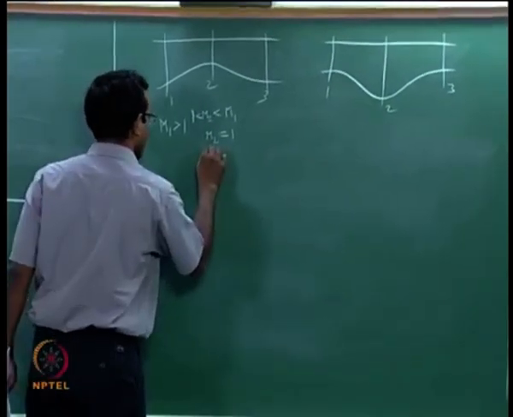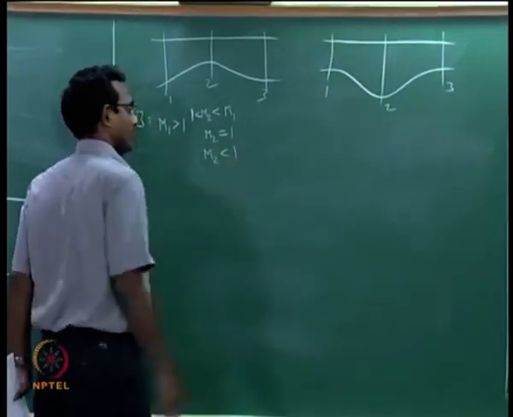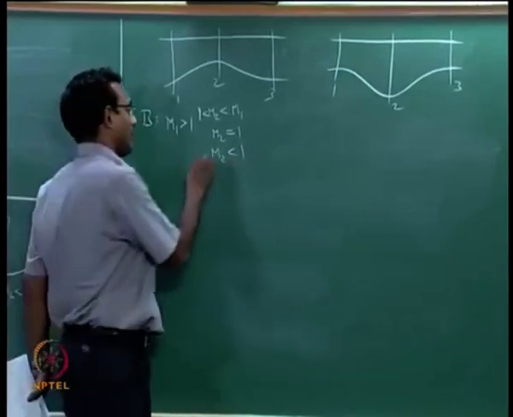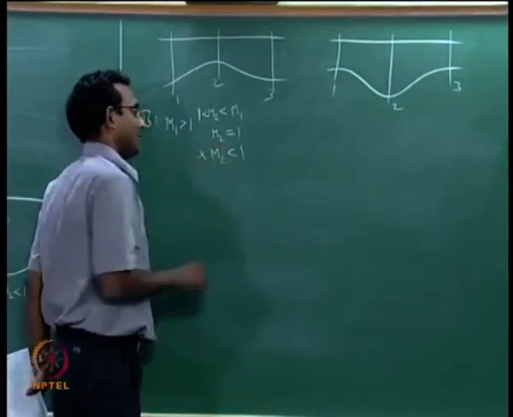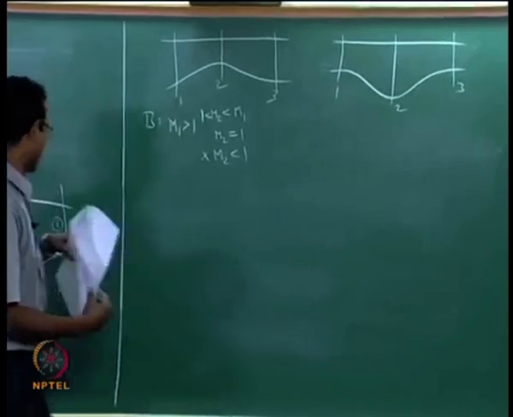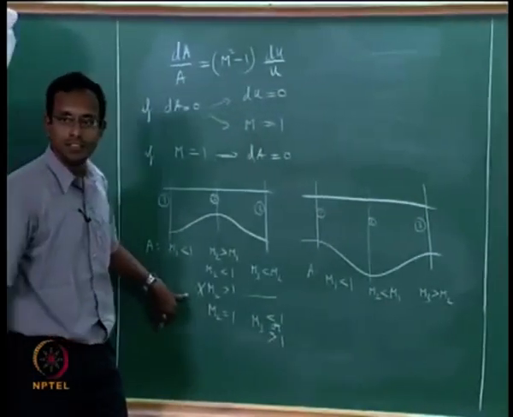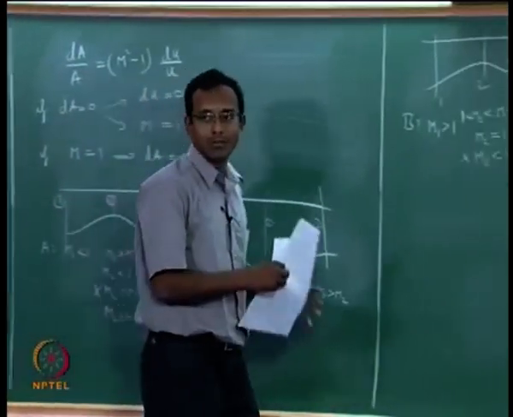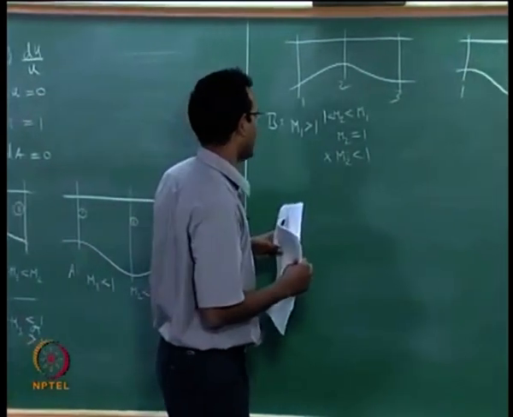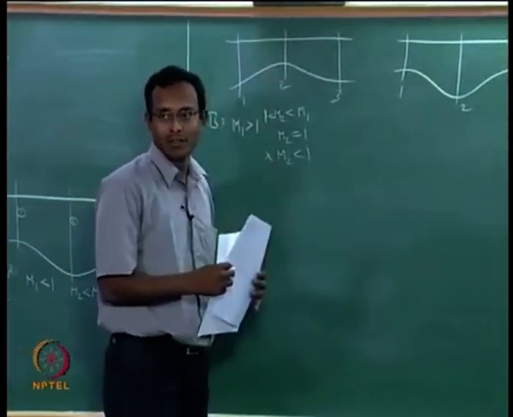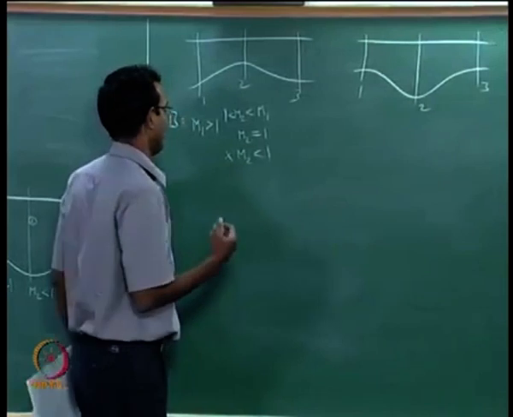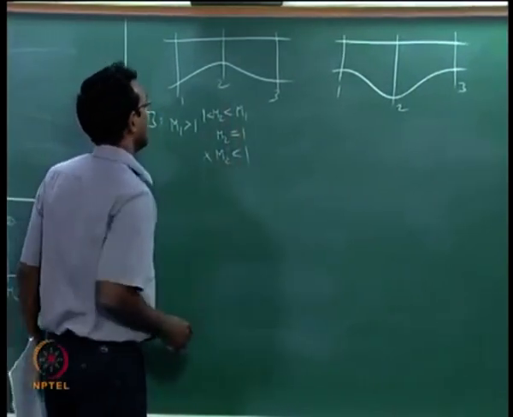Can I have a case again M2 less than 1? This particular case is not possible, because similar to the argument we made earlier, one case is not possible. Similarly, I can say that there also it will not be possible. It has to cross, and suddenly the area change should change the other way for it to cross Mach 1. Now I have these two cases.